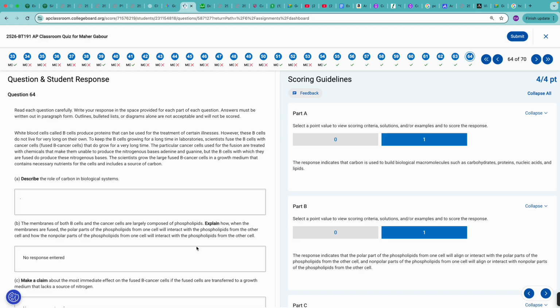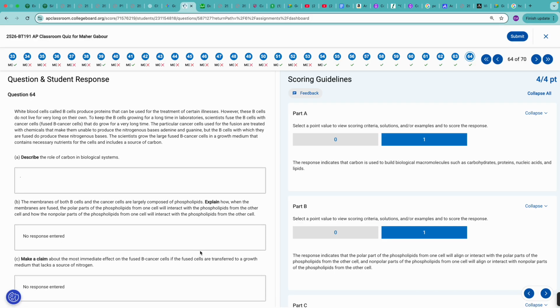Now, the membranes of both B cells and the cancer cells are largely composed. Okay, now I think I have to read. Explain how when the membranes are fused, the polar parts of the phospholipids from one cell will interact with the phospholipids from the other cell, and how the non-polar parts of the phospholipids from one cell will interact with the phospholipids from the other cell.